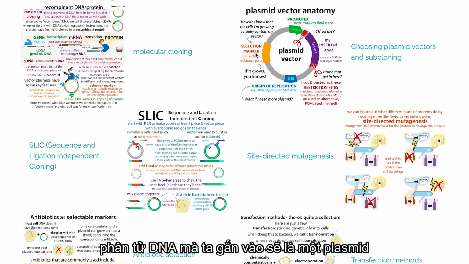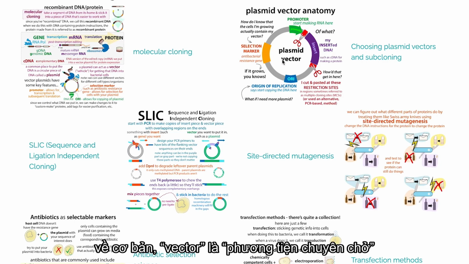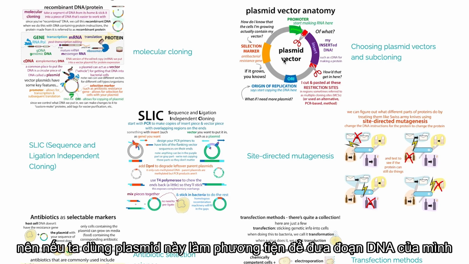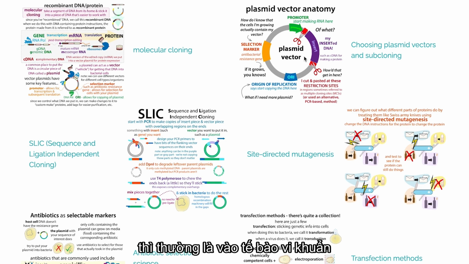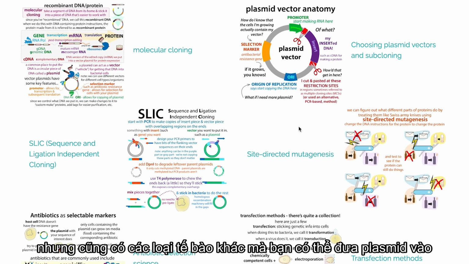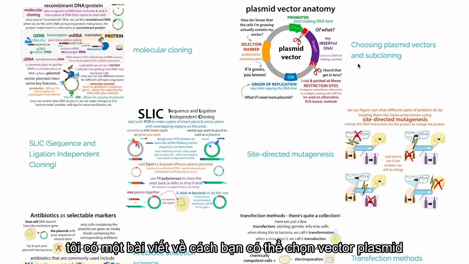And commonly this piece of DNA we're sticking it into is going to be a plasmid. A plasmid is a circular piece of DNA, and we have what we call a plasmid vector. Basically, a vector is a vehicle. So we can use this plasmid as a vehicle for getting our DNA into cells of interest. And this can commonly be bacterial cells, but there are also other types of cells you can put your plasmids into, depending on the plasmid. So I have a post on how you can choose plasmid vectors.